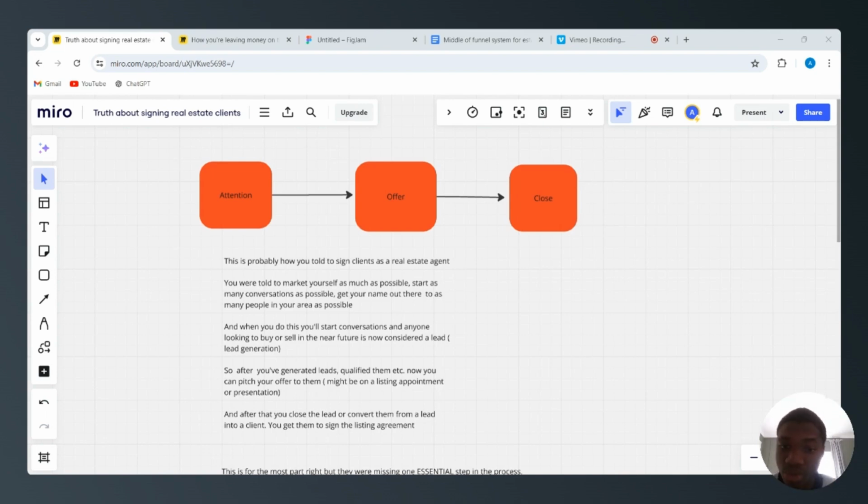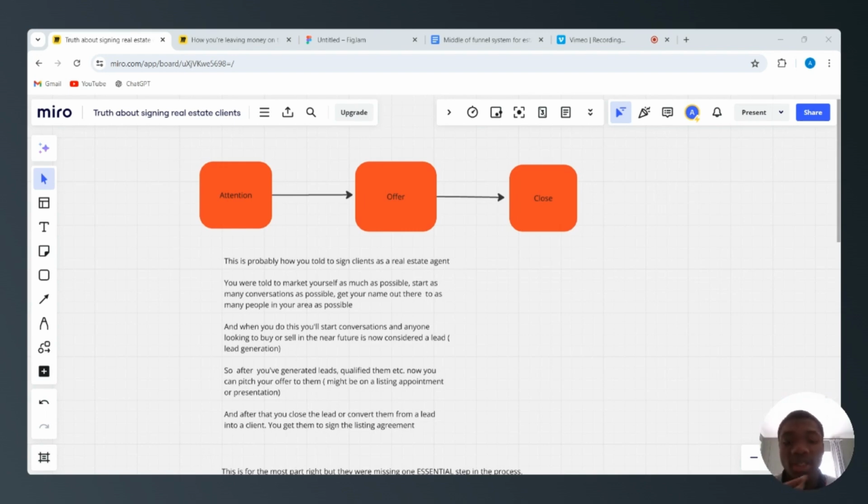When you do this, you start to generate more conversations, and they say the more conversations you have, the more deals you're likely to close, which is true. Anyone looking to buy or sell in the near future is considered a lead. So when the person you're talking to shows interest in buying or selling in the near future, you consider that a lead. Now you've generated a lead.